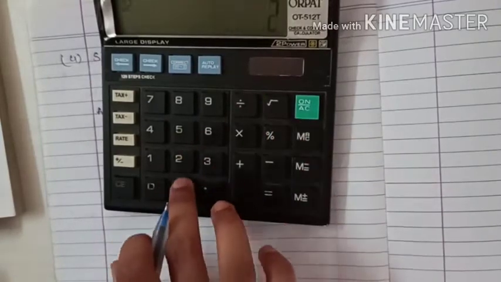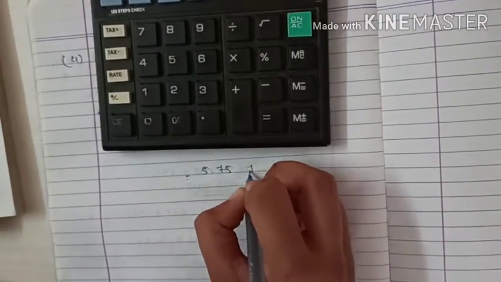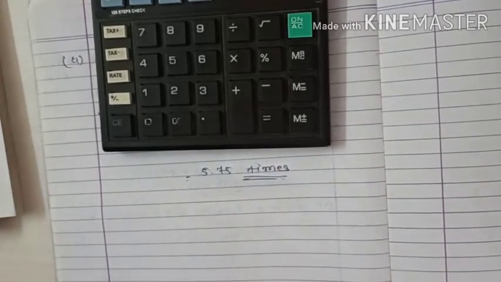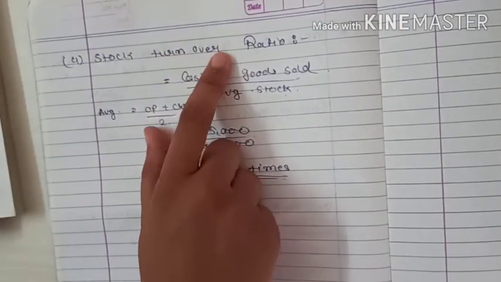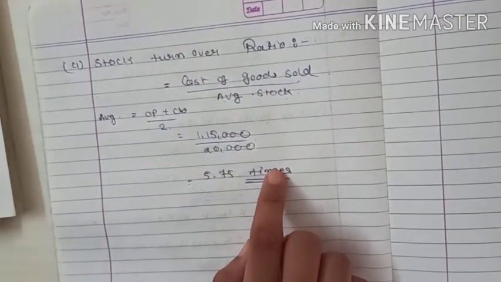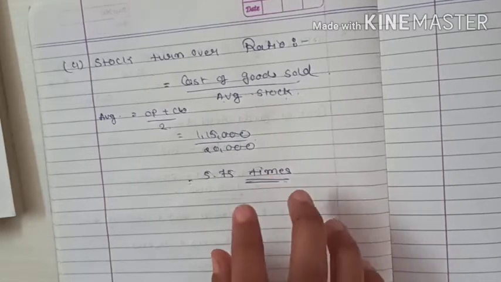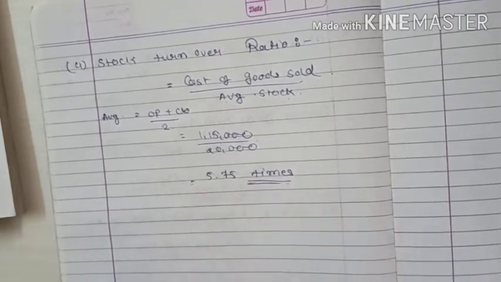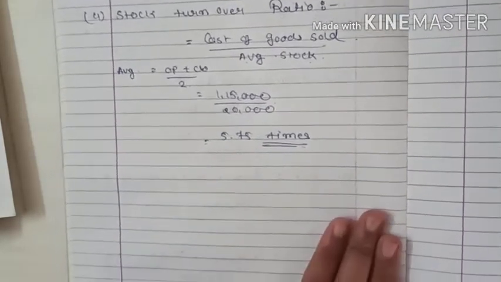1,15,000 divided by 20,000. It will come 5.75 times. Always remember the activity ratios or just turnover ratios. All the turnover ratios come in times, right? So 5.75 times. That means each year the stock will turn 5.75 times, right?